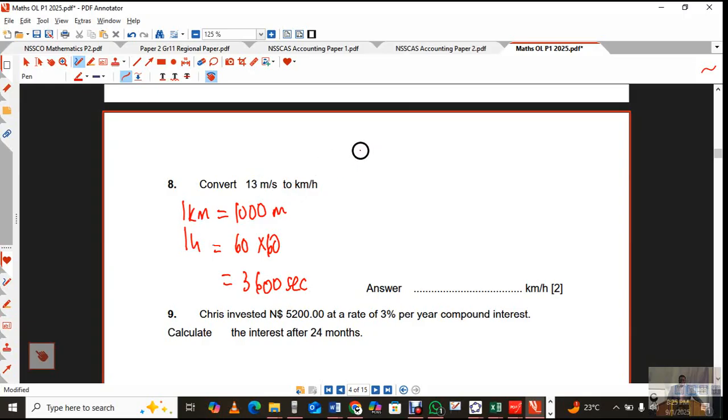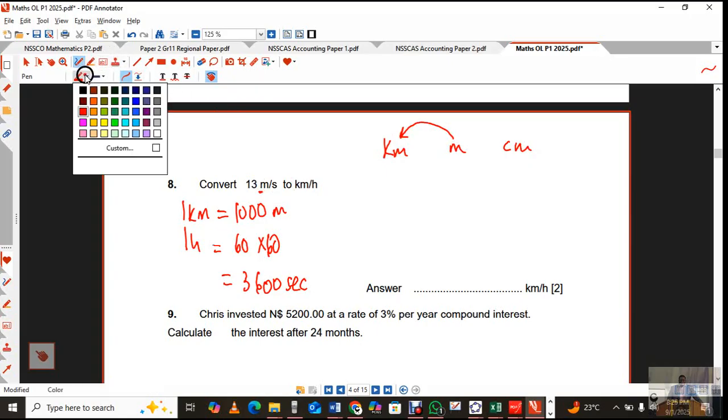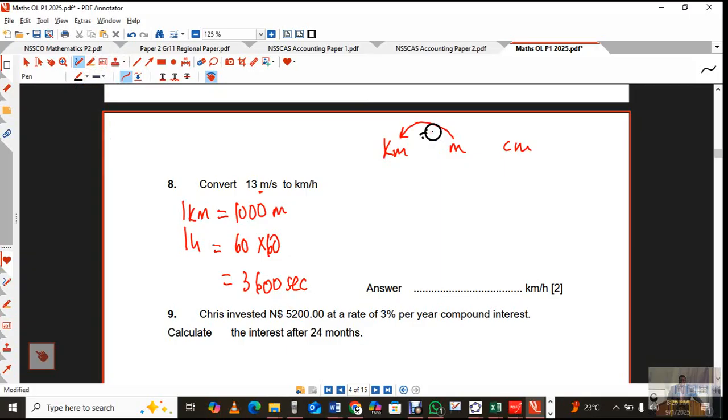So remember, you have your kilometer here, followed by your meter, centimeters, and so on and so on. So we are going from meters back to kilometers. That implies that we need to divide. Obviously, we're going to be dividing by 1,000. So the number on top, the 13, should be divided by 1,000. That's going to be that because it's a smaller unit to a bigger unit.